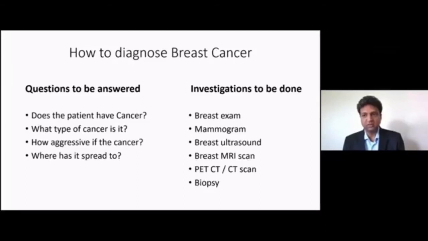We may also need to do further investigations such as an MRI of the breast, a PET CT scan, or a CT scan. Basically, a PET CT scan or CT scan evaluates the whole body to see if there is any cancer, and whether it has spread to any other organs in the body. Now, these are the images that we need to do.